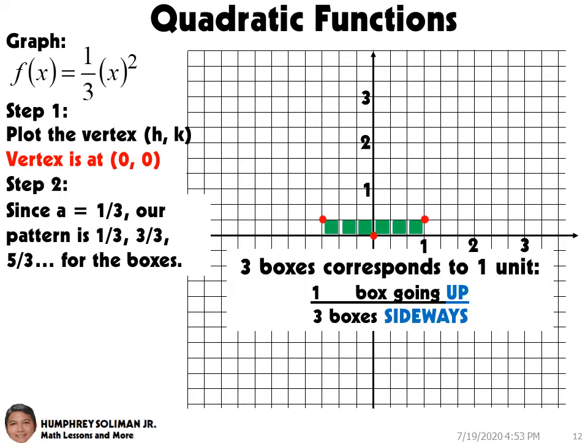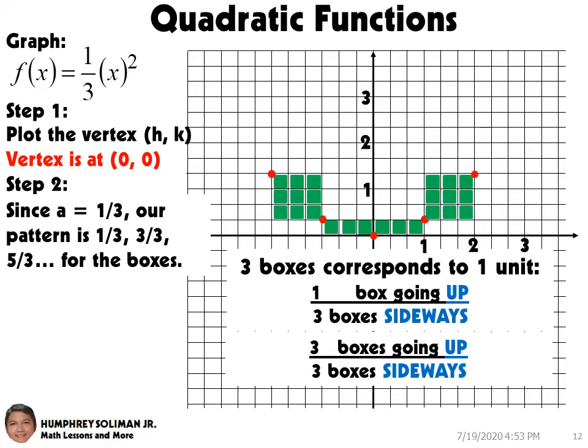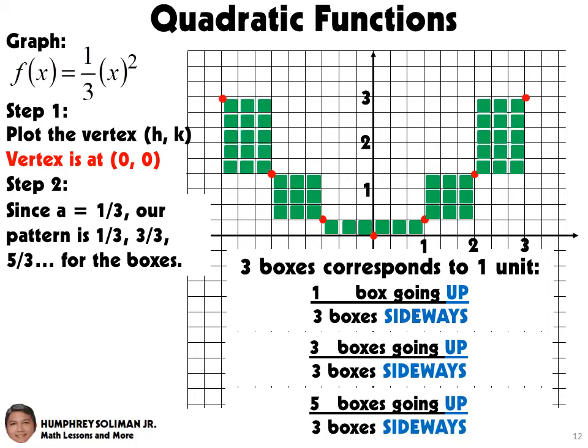Since our a is a fraction, we will be using scaling. 3 boxes correspond to 1 unit. So for the first pattern, 1 over 3, we will have 1 box going up and 3 boxes going sideways. For the pattern 3 over 3, we will have 3 boxes going up and 3 boxes going sideways. For the pattern 5 over 3, we have 5 boxes going up and 3 boxes going sideways.